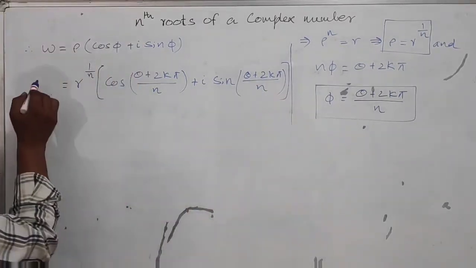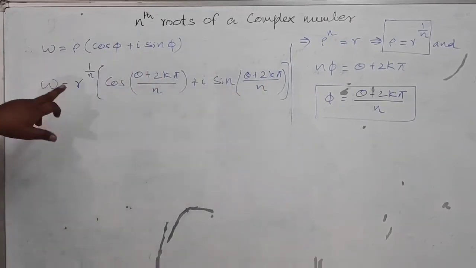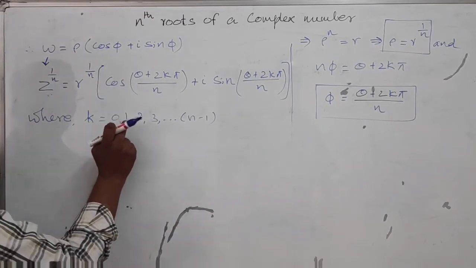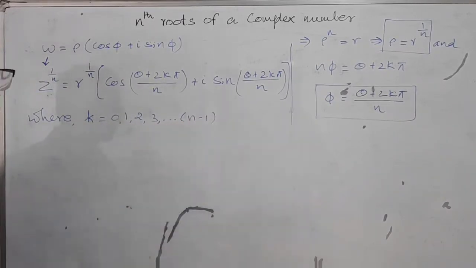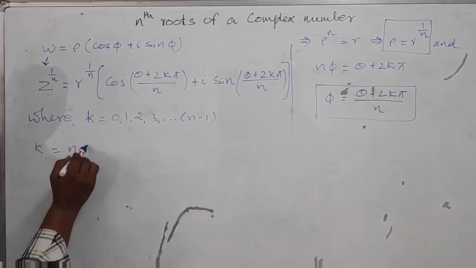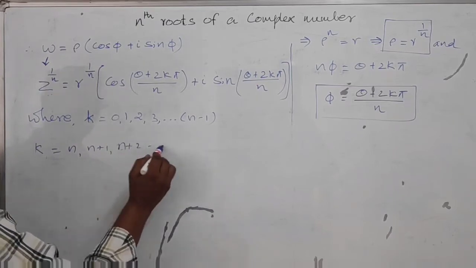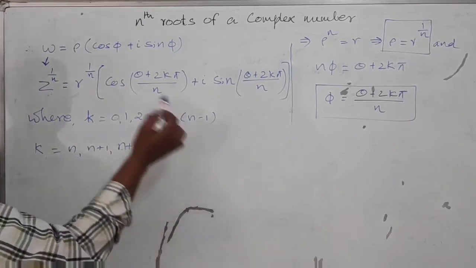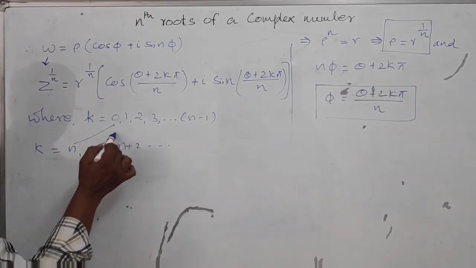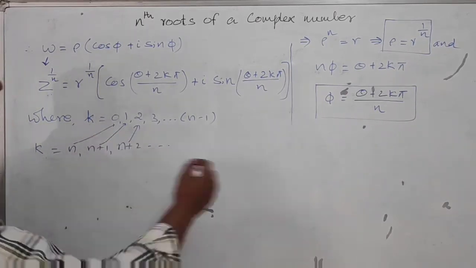Now, this is called the nth roots of the complex number. Here, the values of k start from 0, 1, 2, 3, etc., up to n minus 1. Suppose the k value is equal to n, n plus 1 or n plus 2, etc. Again, only these values will be repeated. When k equals n, you will be getting 0. K equals n plus 1, you will be getting 1. K equals n plus 2 means you will be getting 2.